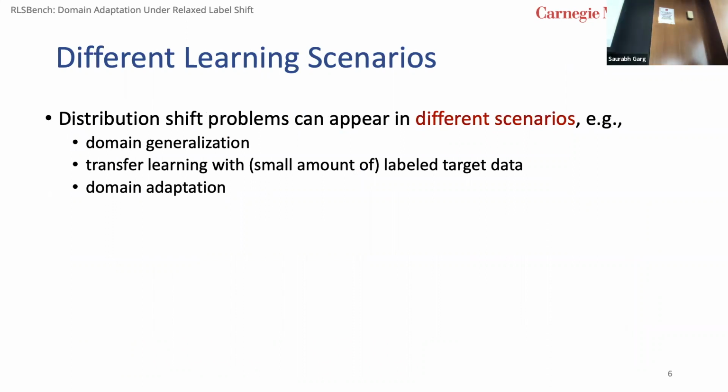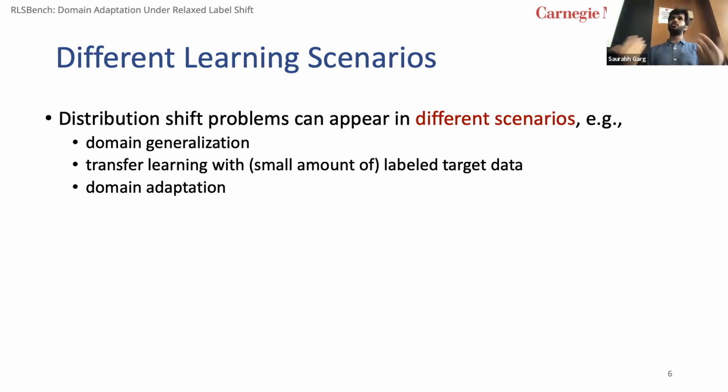Distribution shift can happen in multiple different scenarios. Here I've listed three commonly studied scenarios, which are definitely not exhaustive. One is domain generalization, where we observe labeled data from multiple different source domains, and the hope is to generalize to an unseen test domain that may share some characteristics with the training domains. Then there's transfer learning, where we have a small amount of labeled target data, from which we get our test examples, and we are allowed to overfit or fine-tune on those.